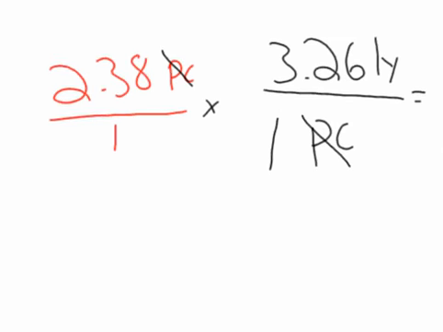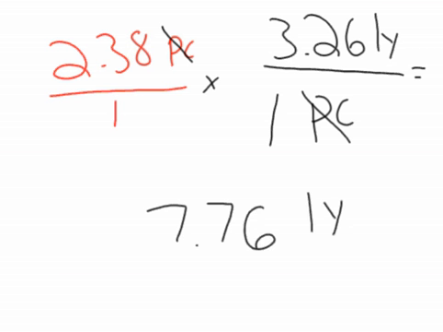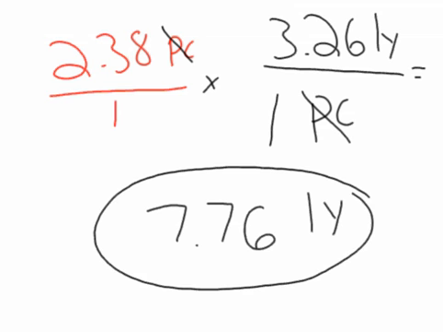Now all I need to do is punch that into my handy dandy calculator, and let's see what that is. 2.38 times 3.26 should give you 7.76 light years when I round. And that is, I believe, what they were asking for in this problem.